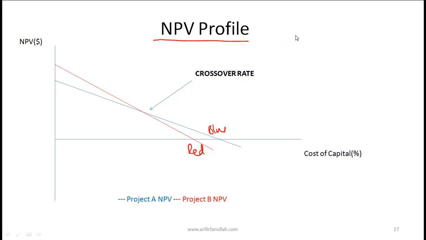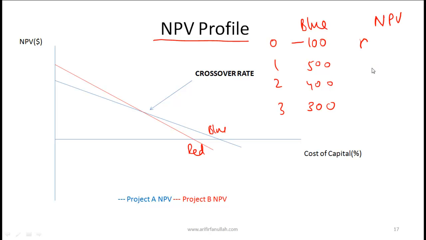So take a simple scenario. On the blue project, let's say that our initial investment is 100 at time 0, and over 3 years, so this is time 0, time 1, time 2 and time 3, let's say over 3 years you make 500, 400 and let's say 300. So for this cash flow, you determine what is the NPV at different discount rates. To calculate the NPV of the blue project, we take different discount rates, and at different discount rates we come up with the NPV.